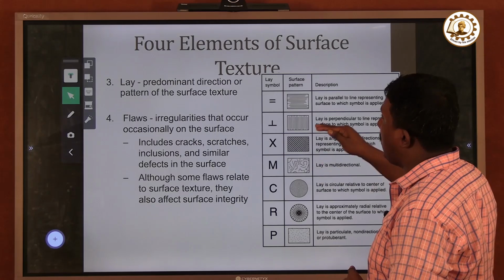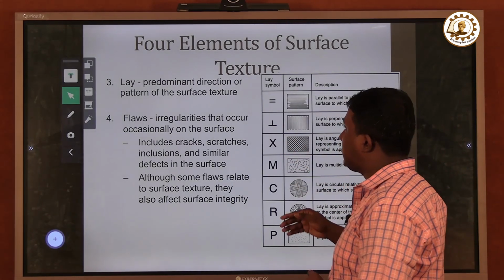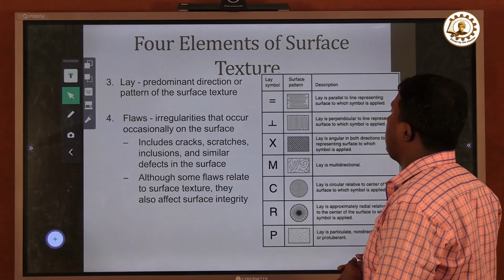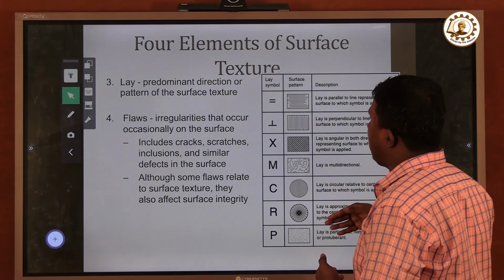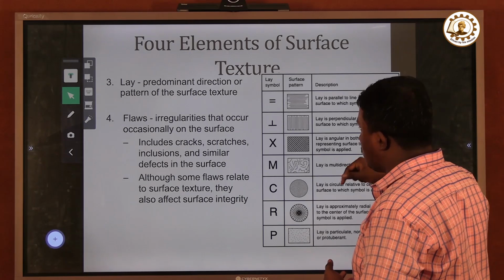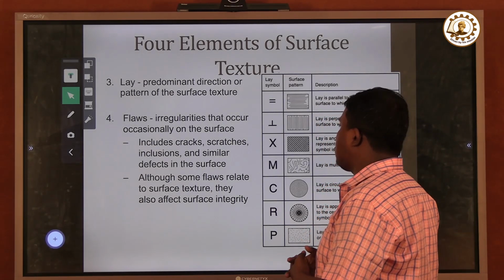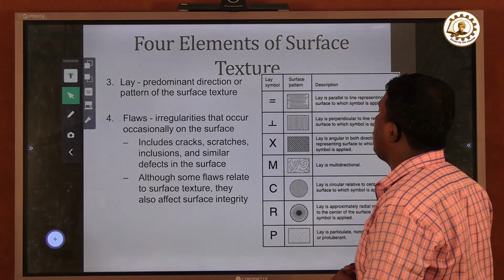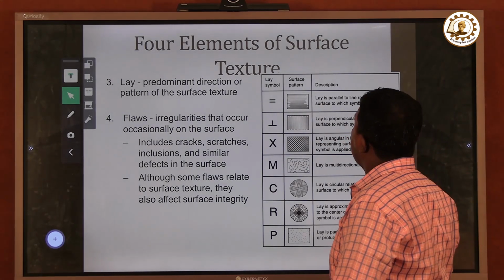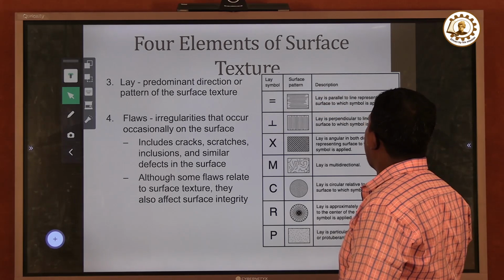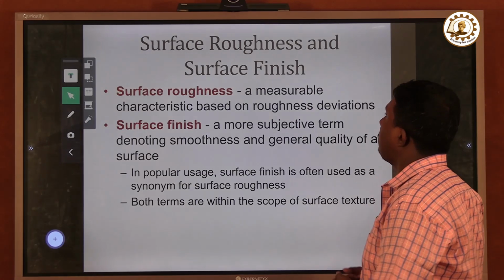Lay is the predominant direction or pattern of the surface texture. Flaw is the irregularities that occur occasionally on the surface. That can be cracks, scratches, inclusions and defects in the surface. Although some flaws are related to surface texture, they also affect the surface integrity. So these are the lay symbols and these are the surface patterns of the texture.